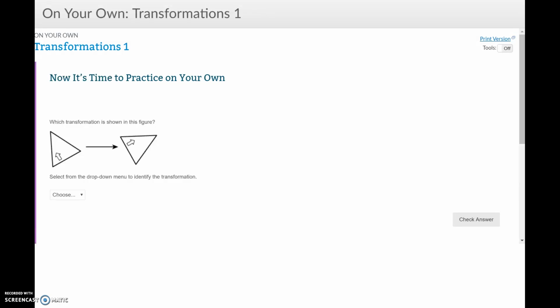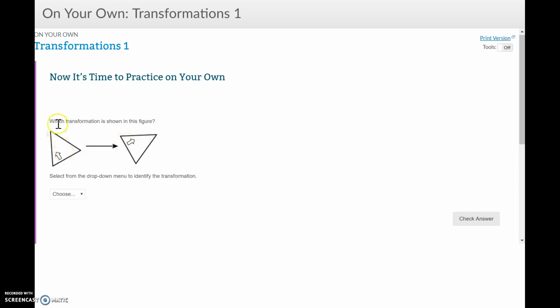Hey guys, we are doing 1.06, the On Your Own practice. We're starting with number 1. Which transformation is shown in this figure? Pay special attention to this arrow. What happens to it? It's pointing up this way, and now it's pointing this way.